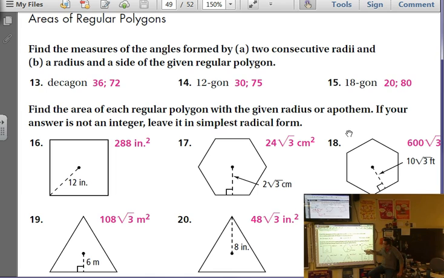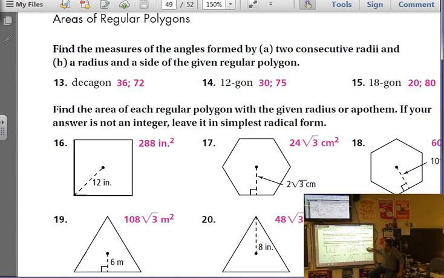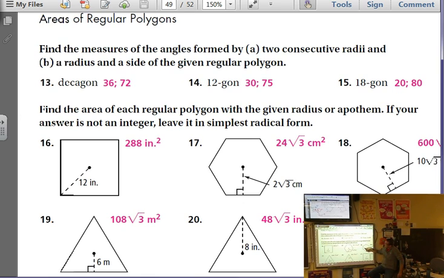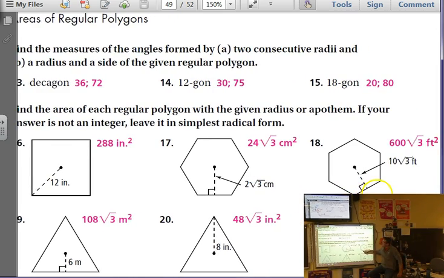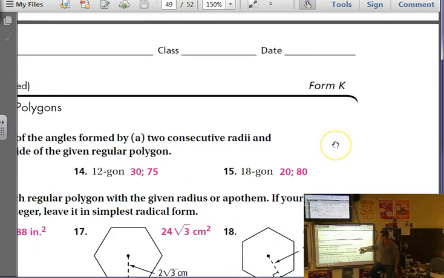If we had an 18-gon. Now, it asks, find the measure of the angle formed by two consecutive radii and a radius and a side of the given regular polygon. So if I think of an 18-gon, I can essentially draw one isosceles triangle. That would be a slice of my 18-gon. So then I can figure out what this interior angle is by knowing 360 divided by how many edges? 18. So we get 20.